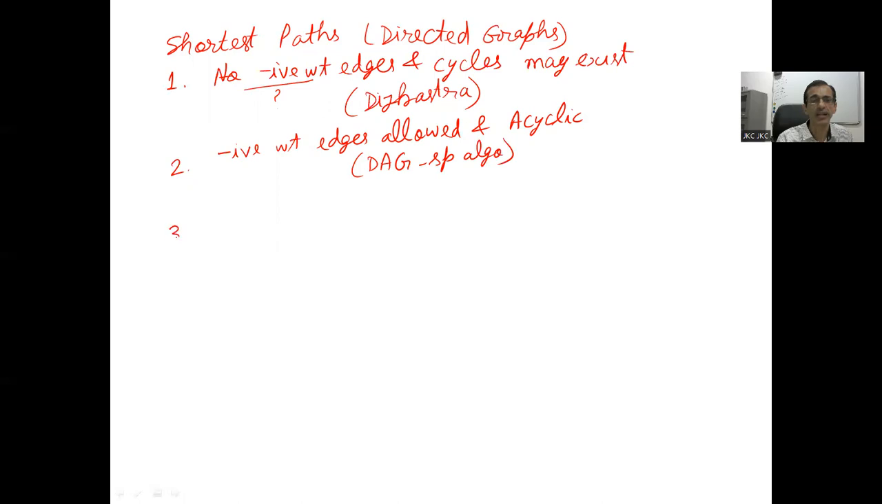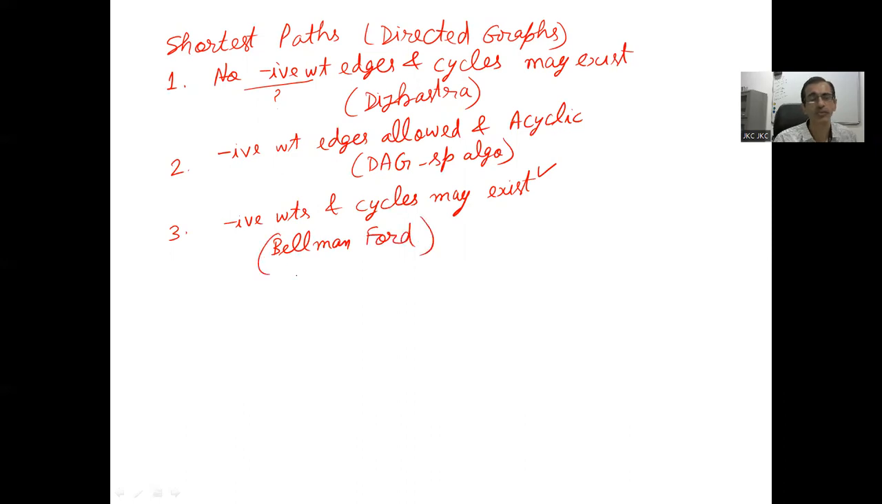And then we have another situation where negative weights are also allowed and cycles can also exist. So we need a solution for such problems also. For this, the solution is known as the Bellman Ford algorithm. So we are going to see the Bellman Ford algorithm, but first we have to plan the main logic.